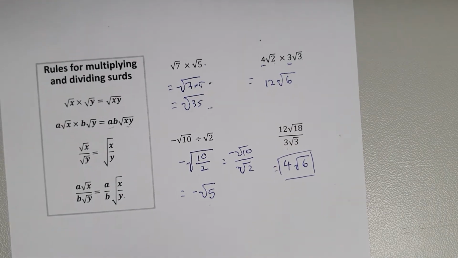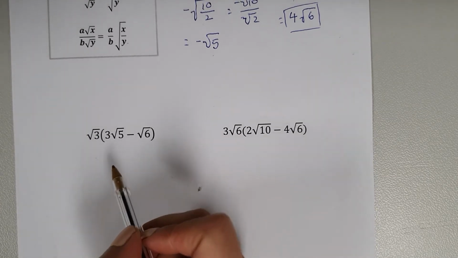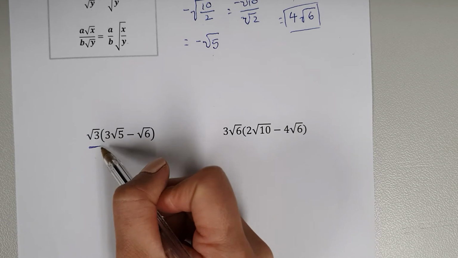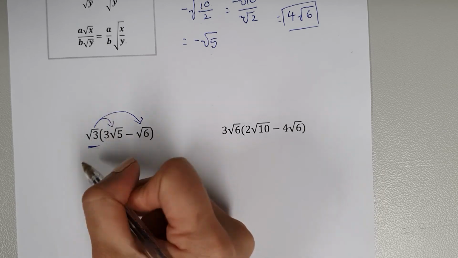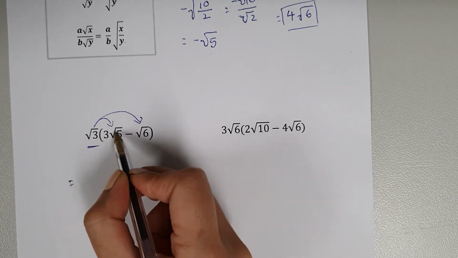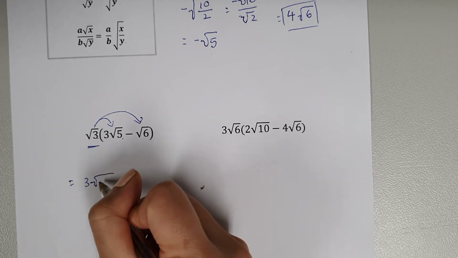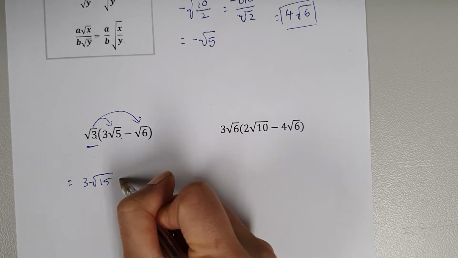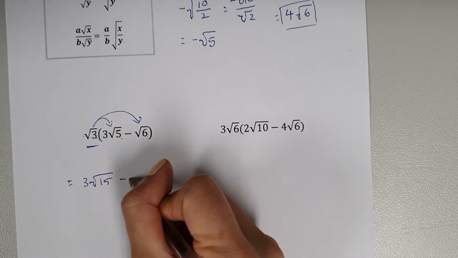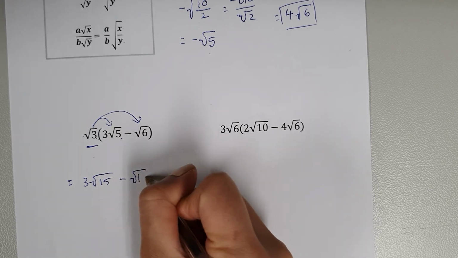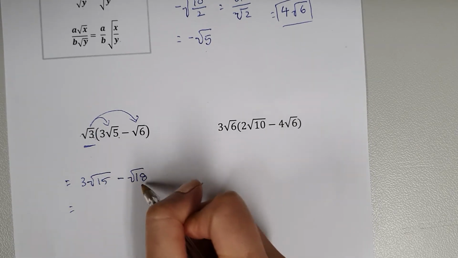Now let's look at some more difficult problems. So these are binomials. So just like in algebra, whatever's sitting outside the bracket, you multiply into all the terms inside the bracket. So the first term, root 3 times 3 root 5, we have 3 on the outside, and inside we've got 3 times 5, which is 15. And minus square root of 3 times the square root of 6 is just the square root of 3 times 6, which is the square root of 18. And don't forget, if you can simplify, you should simplify. So we can simplify this one over here.